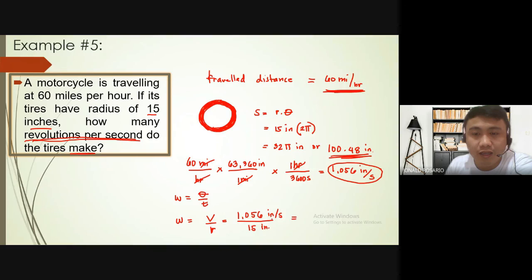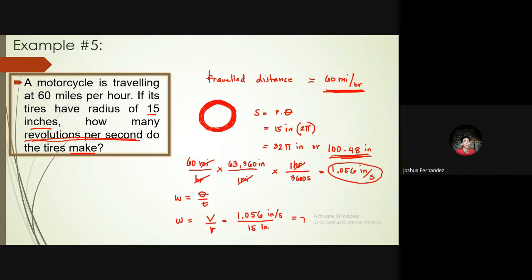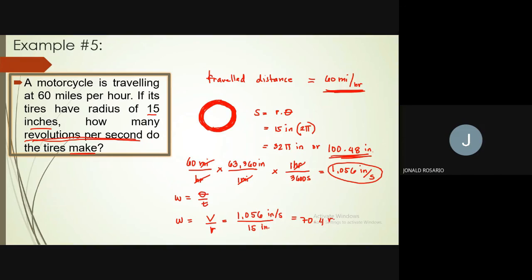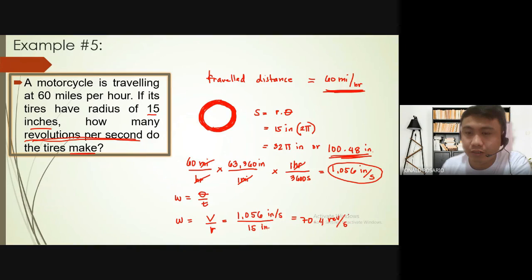And nakuha nila agad yung ating revolution per second. Tama ba? 1,056 divided by 15. That is 70.4 revolutions per second. Yan, per second. Okay, so that's the answer.